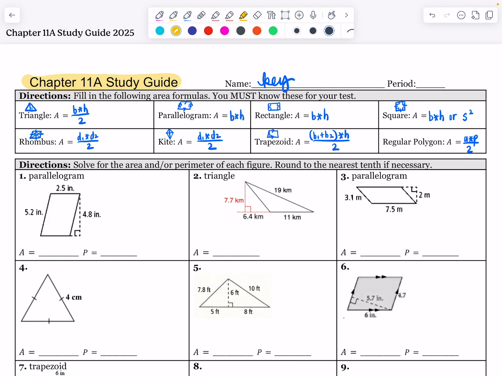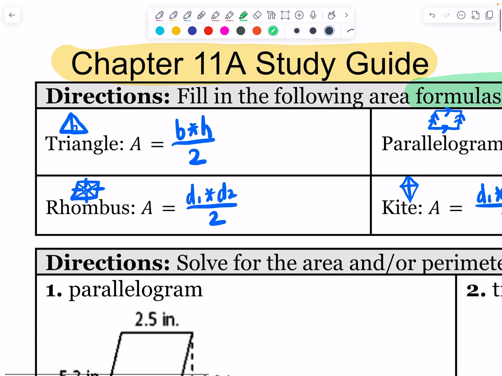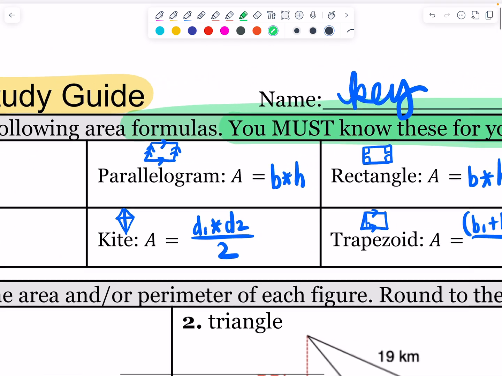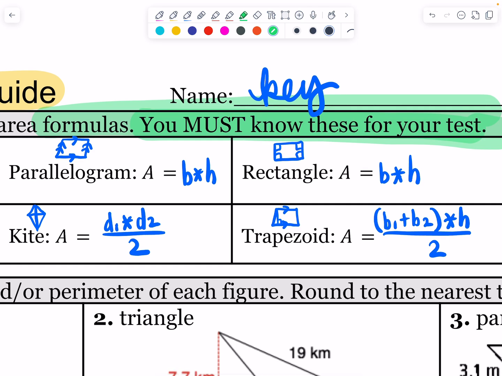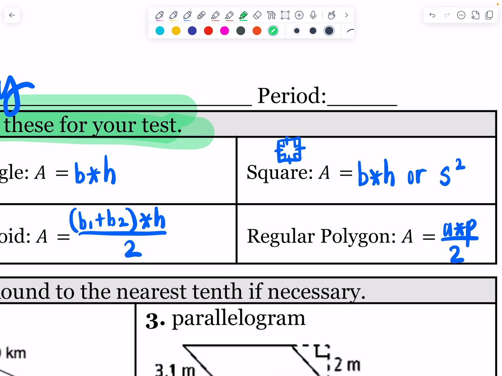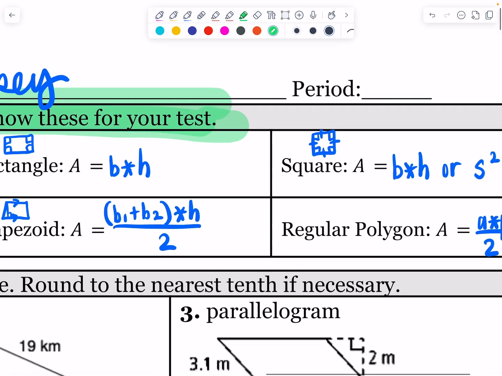The directions say fill in the following area formulas. You must know these formulas for your test, okay? And so we know that the area of a triangle is base times height divided by 2. The area of a parallelogram is base times height. The area of a rectangle, which is a type of parallelogram, is still base times height. For a square, it's still a parallelogram, so base times height, or you could go side length squared because it's going to be the same number, so your base and your height will match.